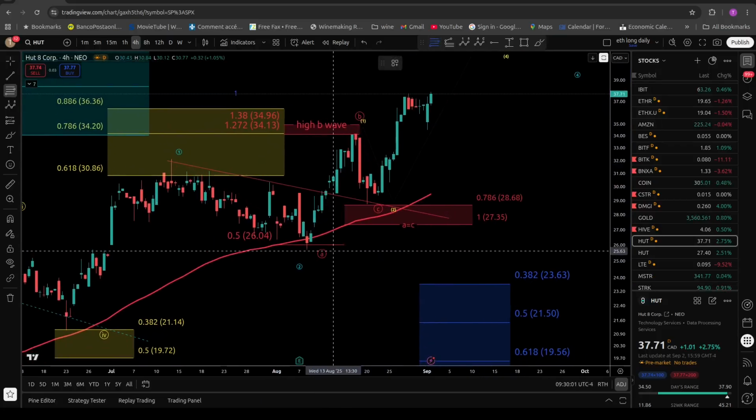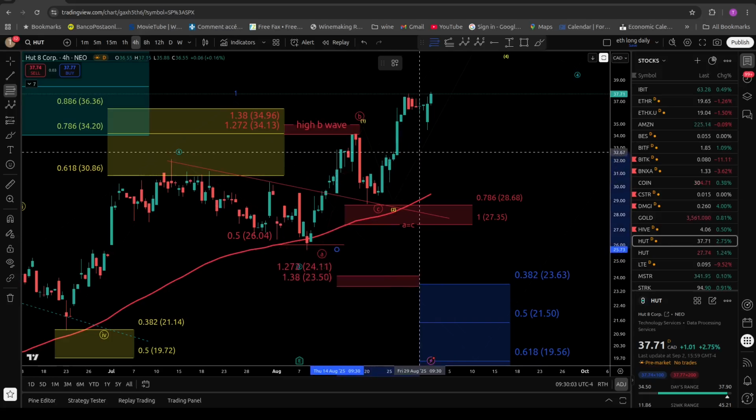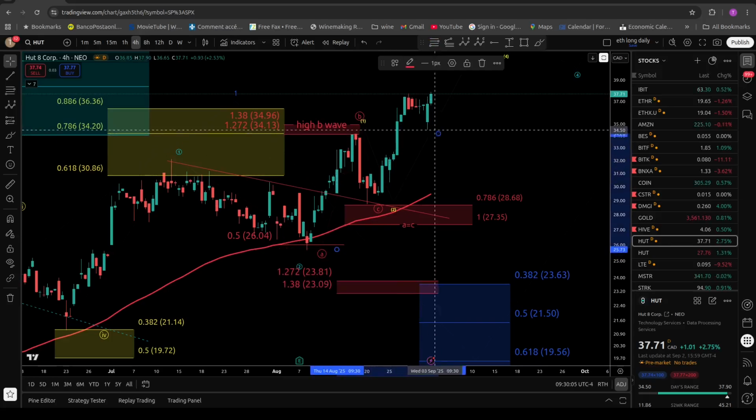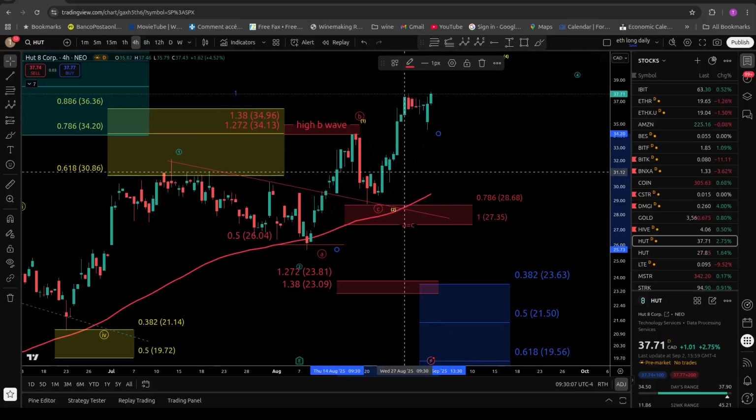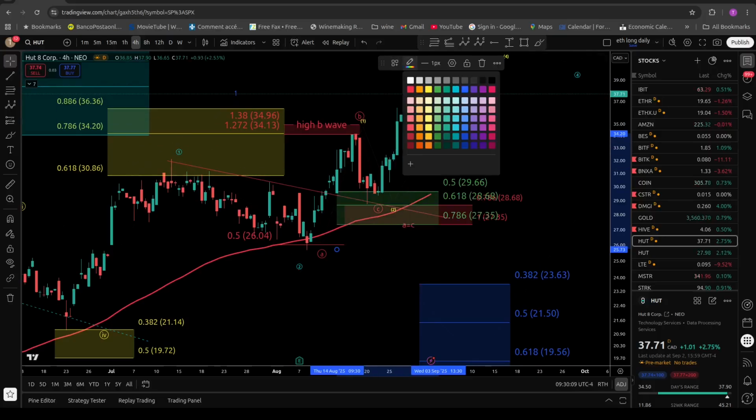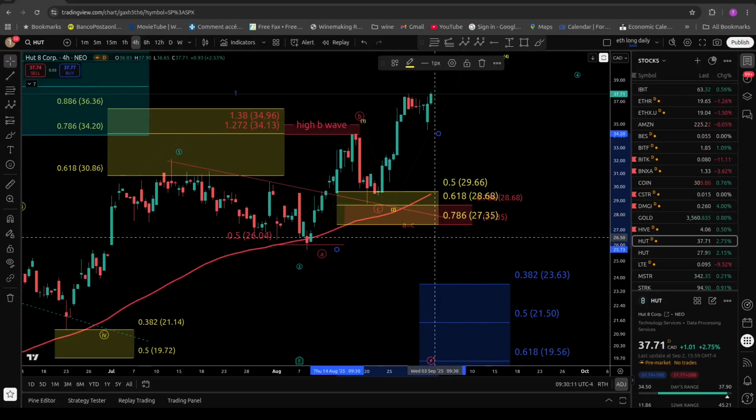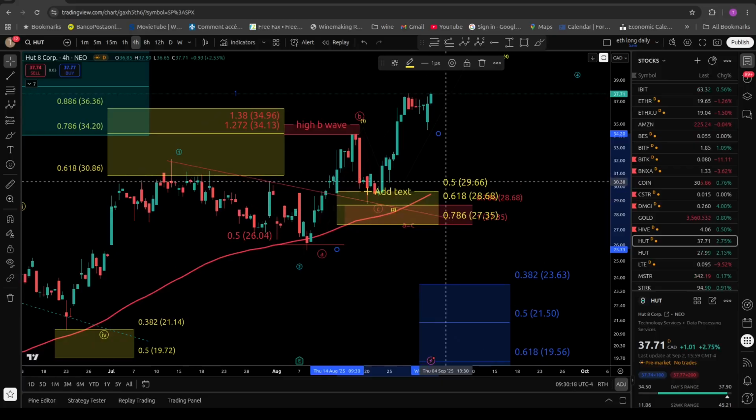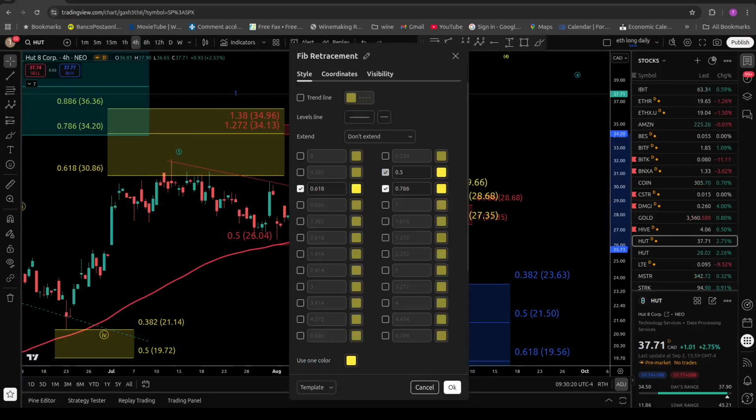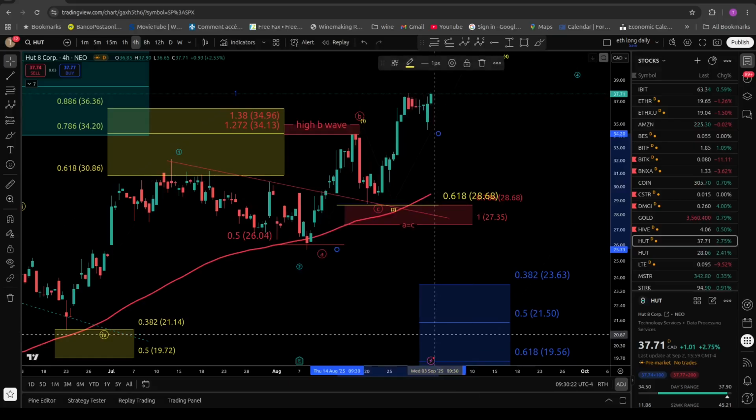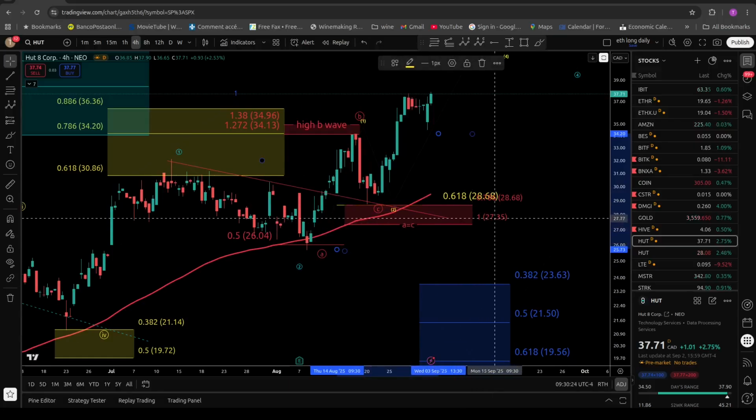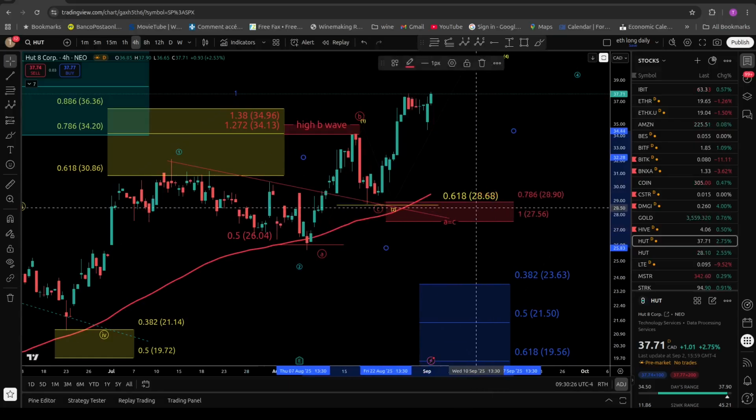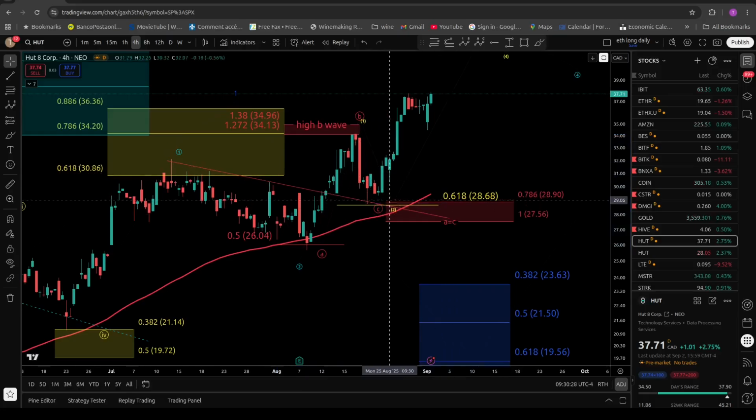So I'm going to do the fib retracement from this movement, from the beginning to the end of wave 2, and put it in yellow. Pretty much the same as the other one. Let me remove the 0.5 and 0.786. Okay, so this is for wave 2.